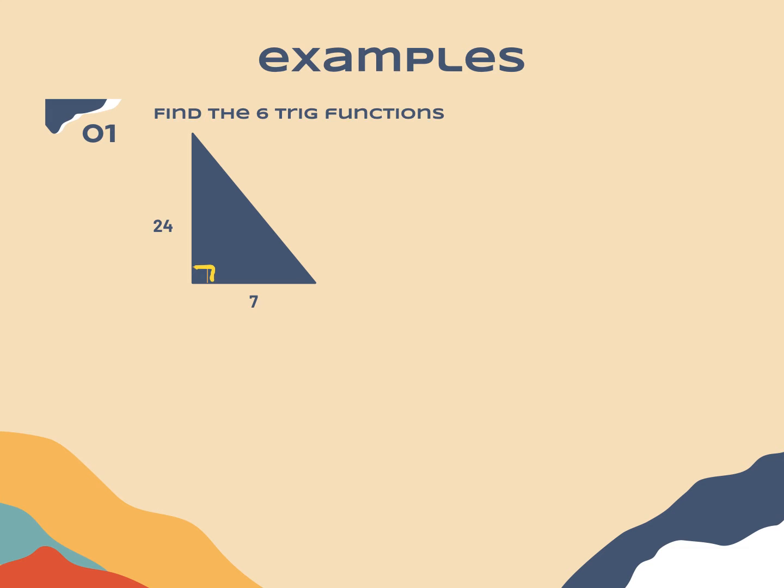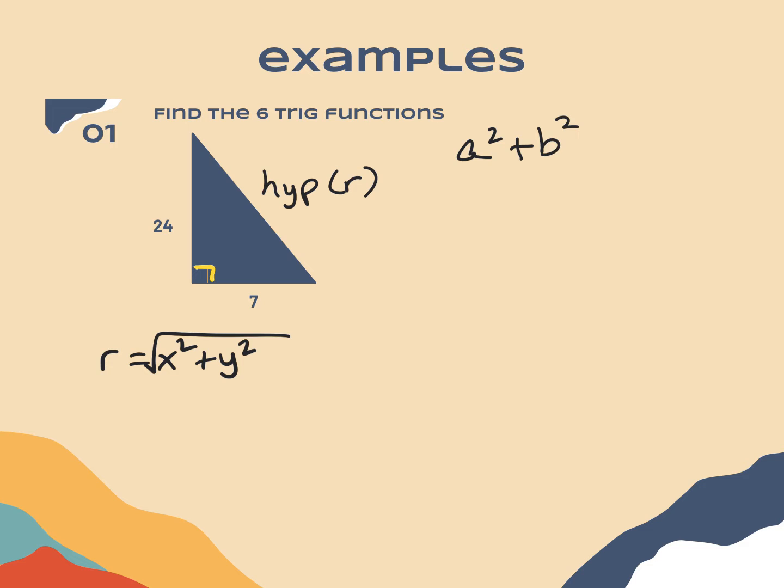hypotenuse. So what I can do here is I could either use the hypotenuse is r, I could use the formula I learned yesterday, r equals the square root of x squared plus y squared. But if you remember back to your geometry days, we could use the Pythagorean Theorem. So remember, this is the hypotenuse, which is also your r. So you can either do this, or just do a squared plus b squared equals c squared.